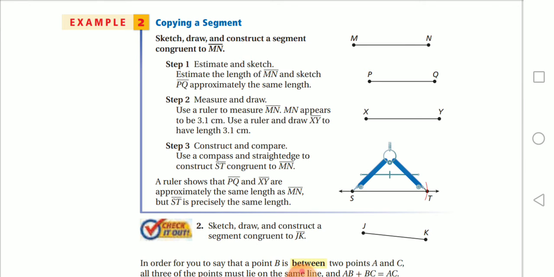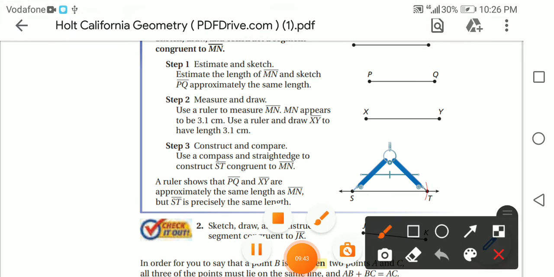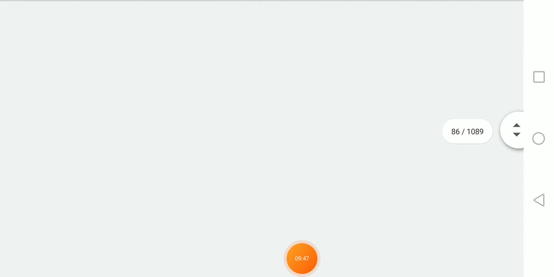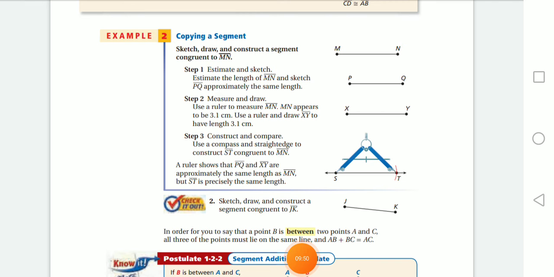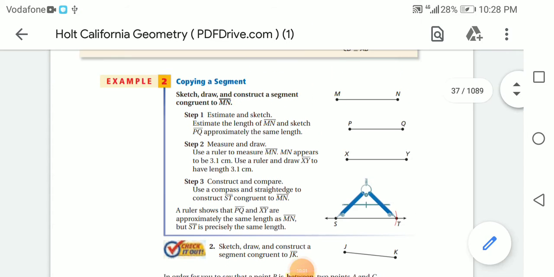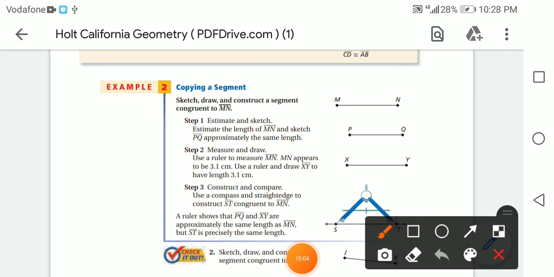Sketch, draw, and construct a segment congruent to MN. I have here a segment MN, as you see. So here, copying a segment, we have steps to follow. Estimate and sketch: estimate the length of MN and sketch PQ, approximately the same length.